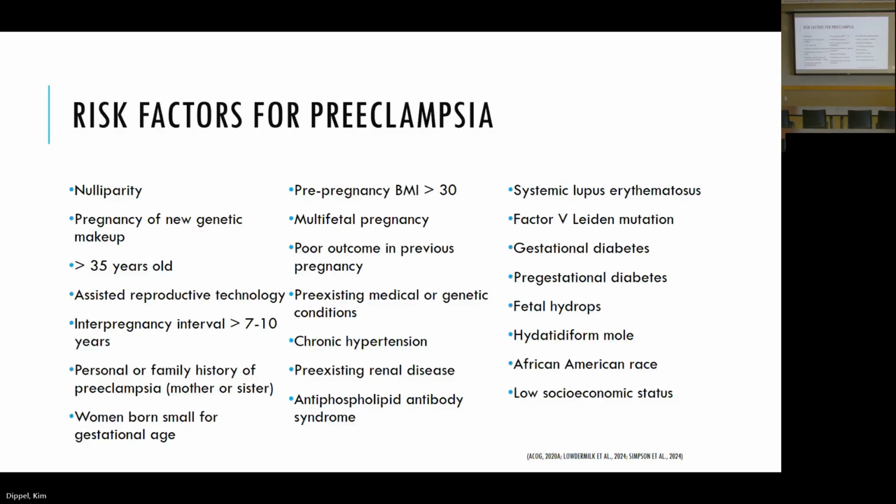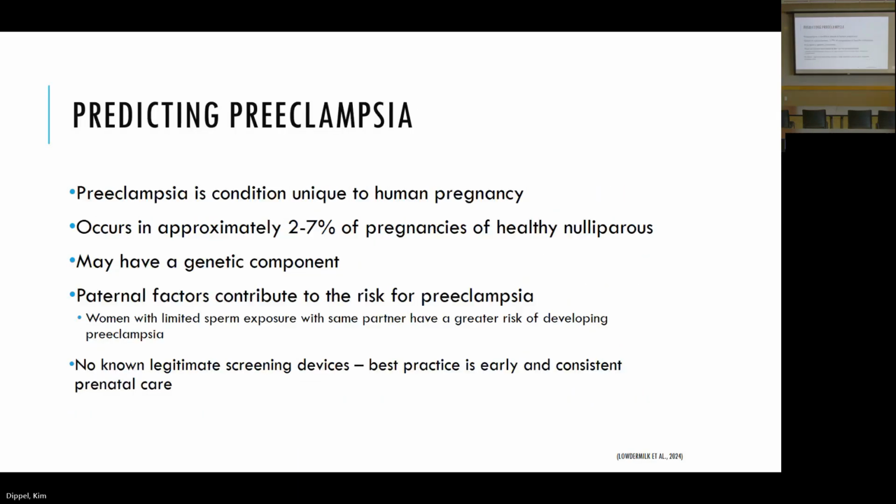I do want to make it clear that it really is important to distinguish whether or not somebody has pre-existing renal disease. So, predicting preeclampsia, unfortunately, it is a condition unique to human pregnancy. It does occur.